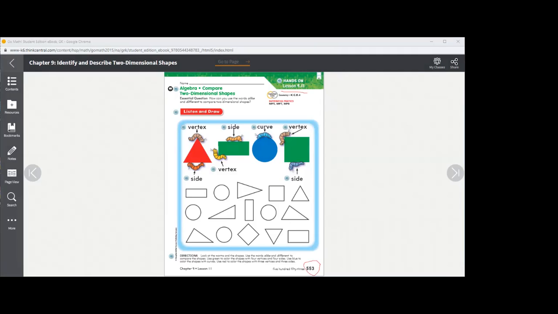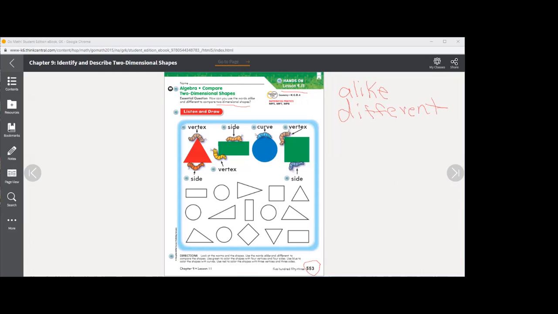So today we are going to compare two-dimensional shapes. The two-dimensional shapes are the triangle, rectangle, the circle, and the square, okay? So the essential question for today is, how can you use the words alike and different? Alike means they are the same, okay? How can we use alike and different to compare the two-dimensional shapes?